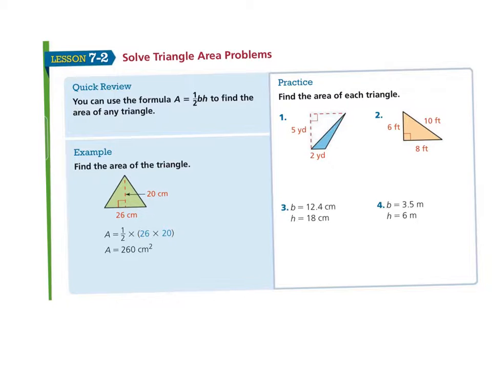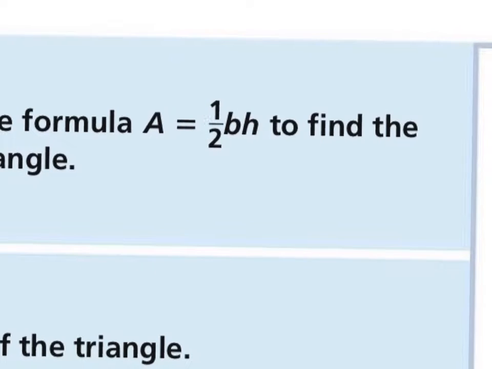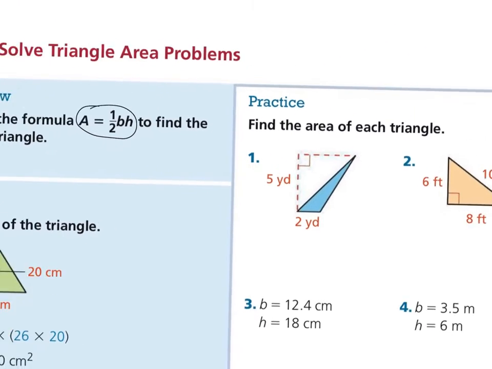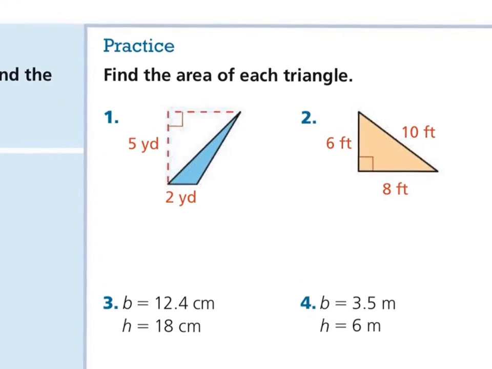Lesson 2 was solving triangle area problems. So area of a triangle, we're going to use this formula. Again, will be given to you. Is 1/2 times the base times the height. Once again, the base and the height meet each other at a right angle.